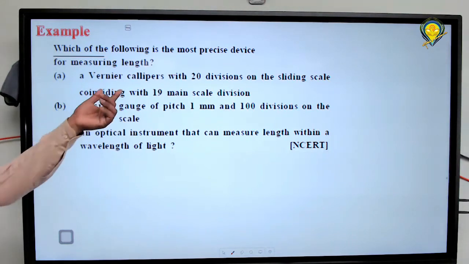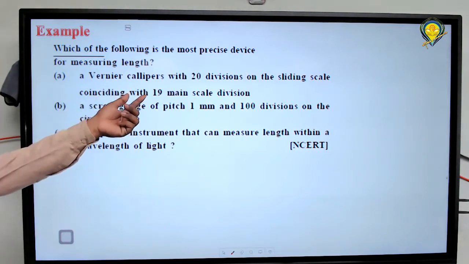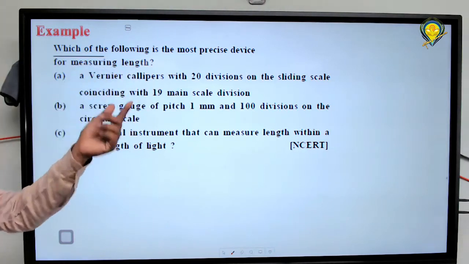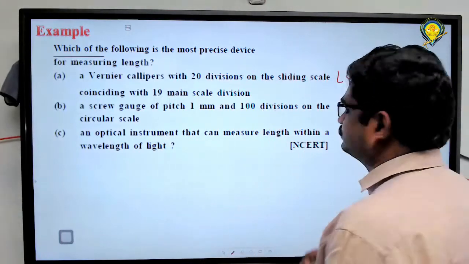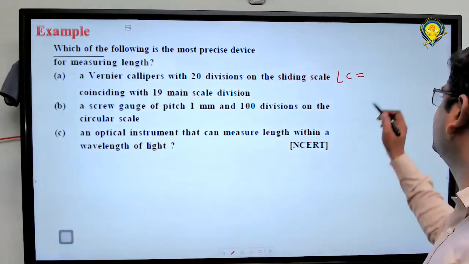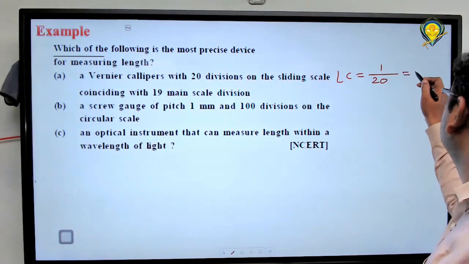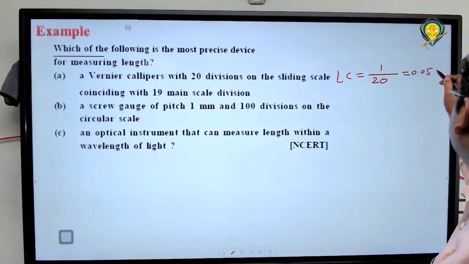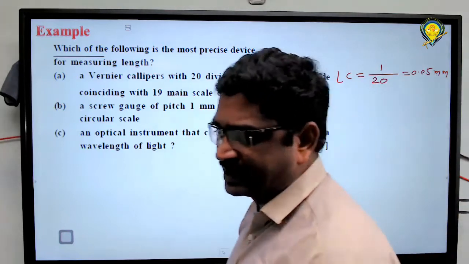Now check this one. What is the least count for this? Vernier calipers having 20 divisions on main scale and 20 divisions on vernier scale, 19 divisions on main scale. Now what is the least count for this? Least count equal to 1 main scale division by number of vernier divisions, 20. That equal to 0.05 mm. Mm or cm? Mm. One main scale division is 1 mm.